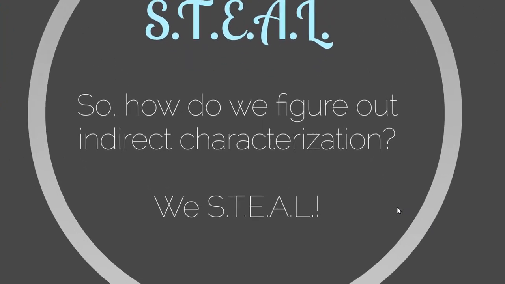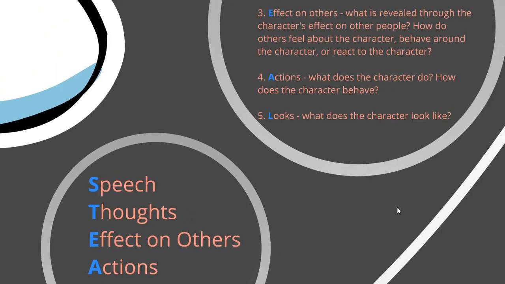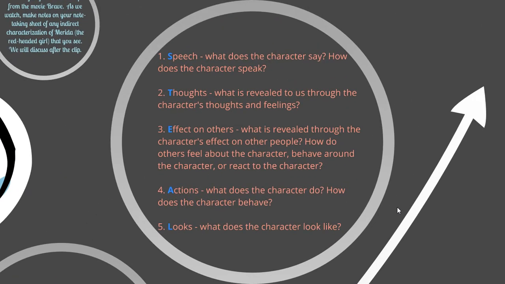So STEAL stands for speech, thoughts, effect on others, actions, and looks. So speech is pretty much what our character says and how they say it, how they speak. So a character might say something very off-putting. We will know based on what they say. Or a character might say something very encouraging. We would know that it's encouraging based on what they're saying and how they're saying it.